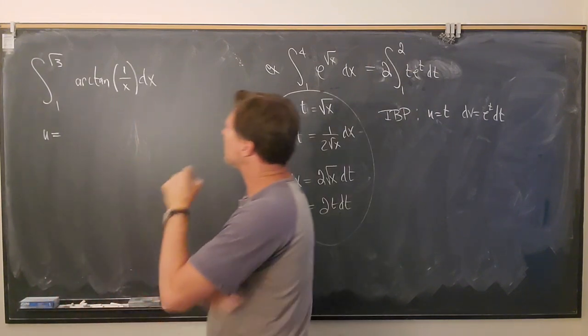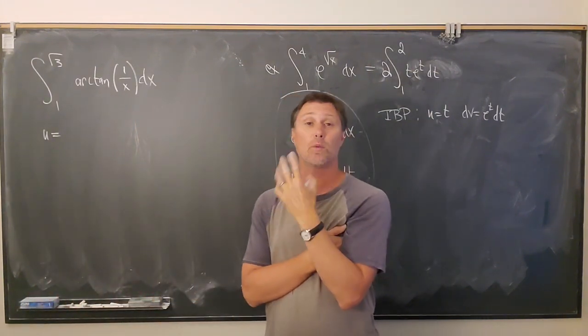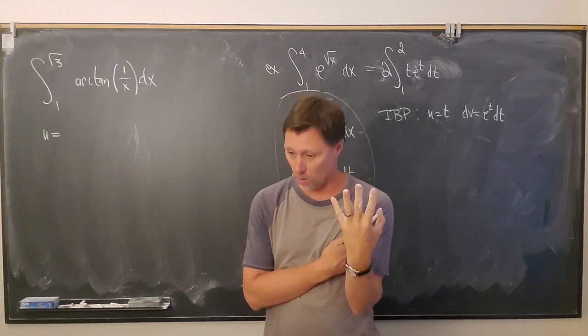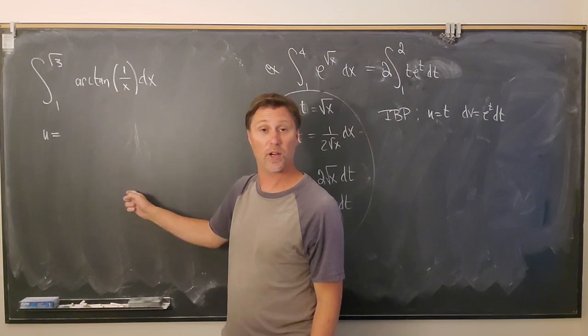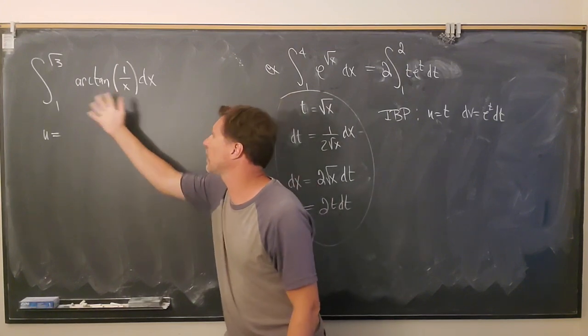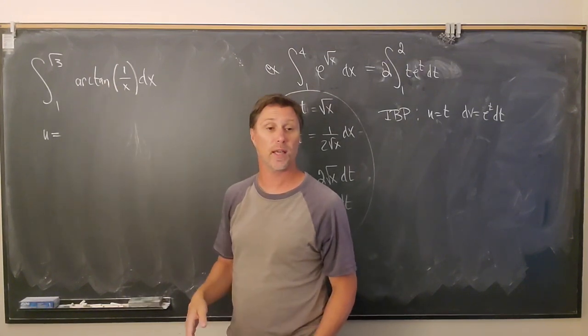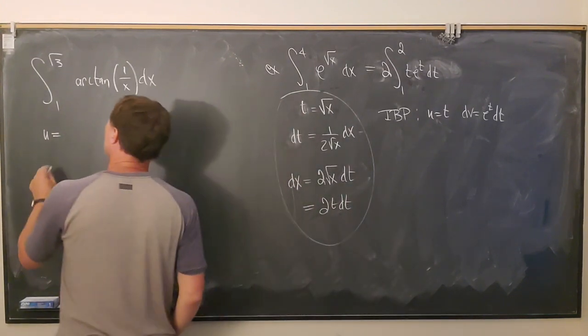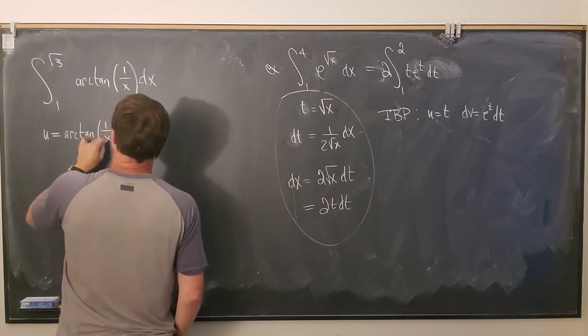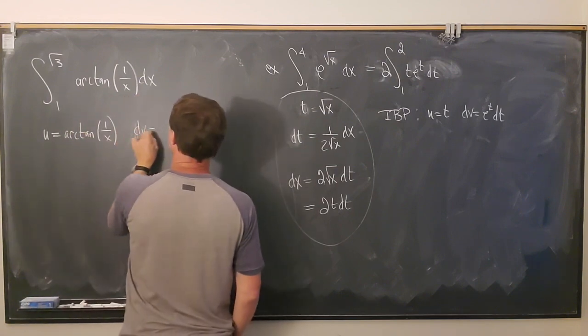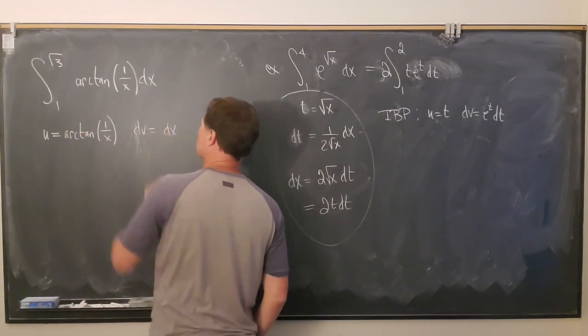Now, would it make sense to choose dv equal to arctan 1 over x? The answer is no, because if you chose dv equal to arctan, you'd have to compute v, which would require you to compute an antiderivative. But that's what we're trying to do here. We don't know the antiderivative of arctan. So the only logical choice here is u equal arctan 1 over x and dv equal to dx.